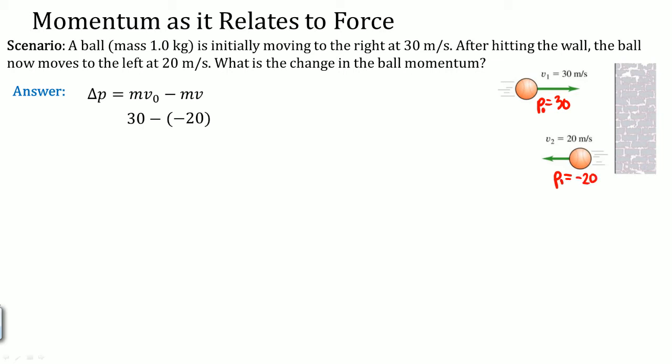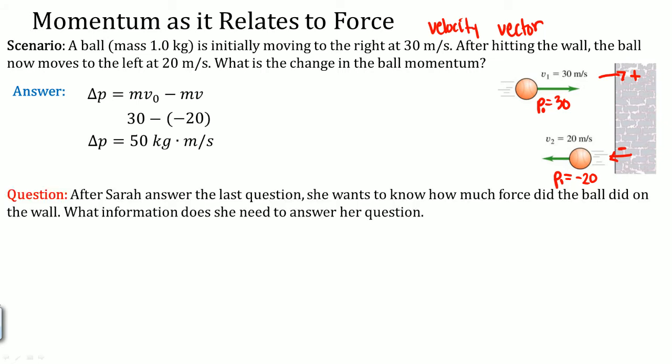The reason why it's negative is because, remember, velocity is a vector. So going to the right is positive, and anything to the left is negative. That's why it's minus 20. So the change in momentum is 50 kilogram meters per second. So the change in momentum is actually large here. The momentum afterwards is actually greater than the initial momentum going in.